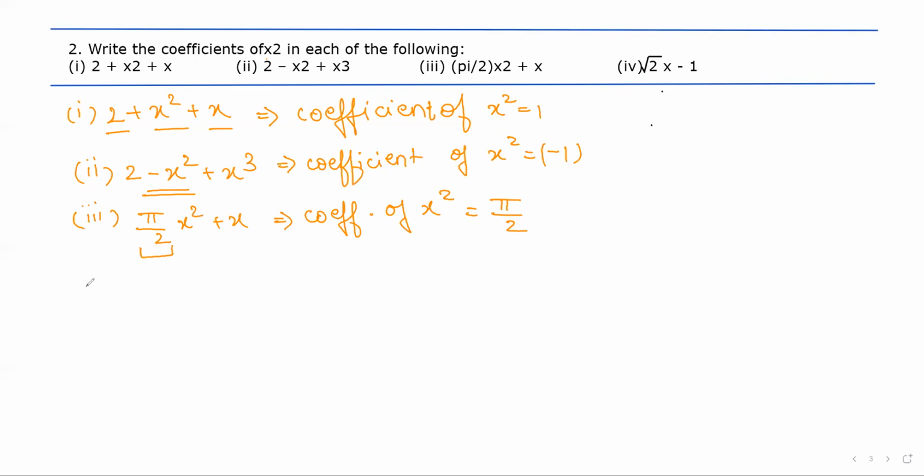Next, root 2x plus 1. If you can see, there is no x square term. So we will generate an x square term by considering 0 into x square. Because 0 into x square is 0, and you can add the polynomial with any number of zeros. Your polynomial will still be root 2x plus 1. So coefficient of x square over here will be equal to 0.